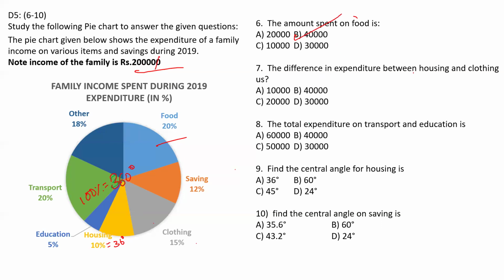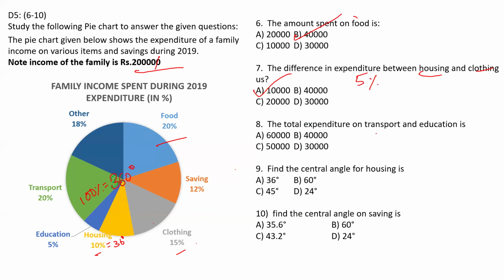The difference of the value of housing and clothing. Housing is 10%, clothing is 15%, so 5% they are asking. We know 10% is 20,000. Half of 20 is 10. So 10,000 is the answer.